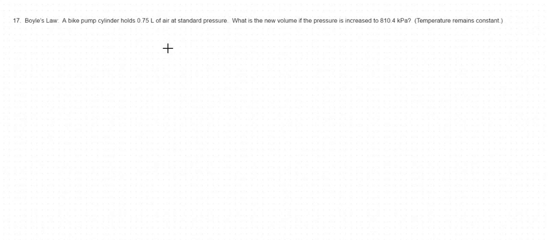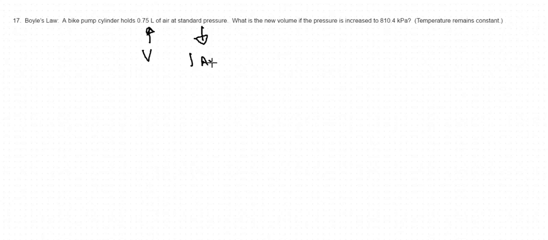So Boyle's law. A bike pump cylinder holds 0.75 liters of gas. What variable did I just get? You just got volume, of air at standard pressure. So what are they telling me about the pressure? That it's 1 ATM, standard? Standard pressure is, yeah, right, 1 atmosphere.